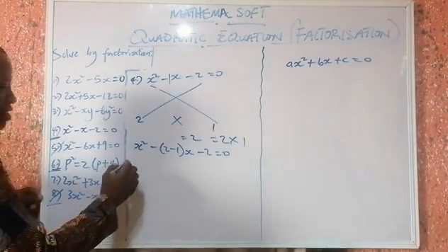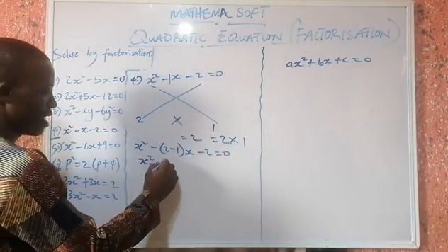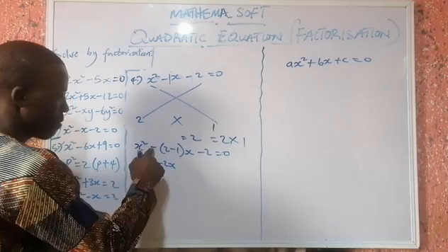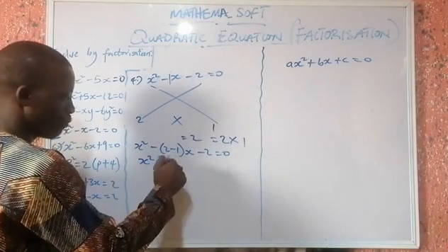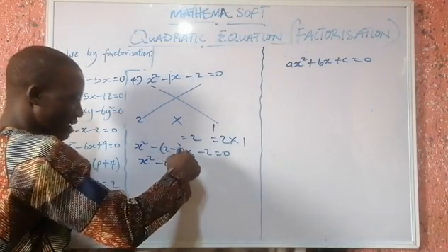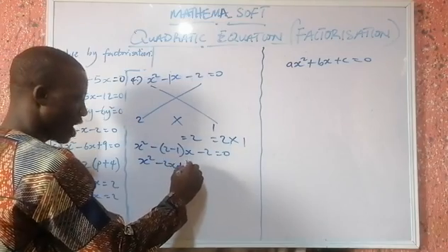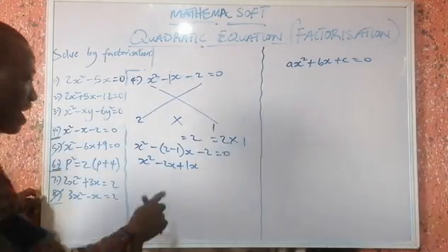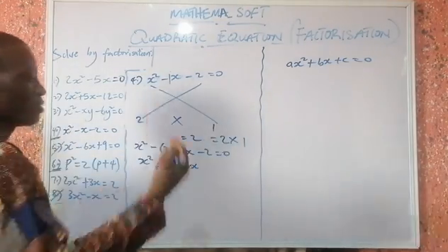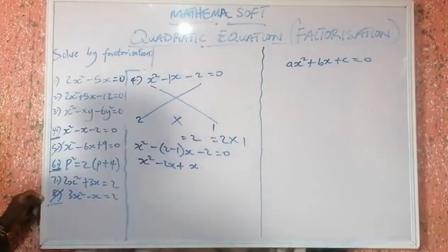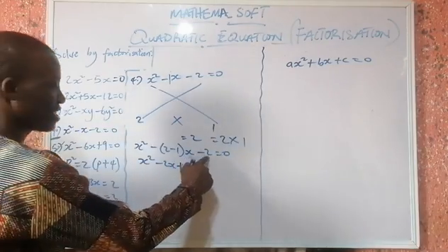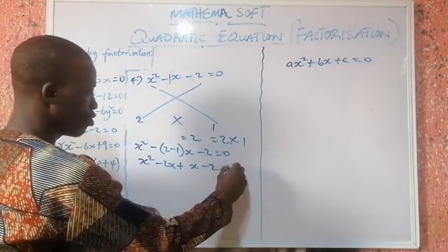Okay? And then we can say we have x squared minus 2x, then minus times minus 1 will give me plus 1, plus 1 times x will give me plus 1x. But because 1x is actually x, I don't need to write this 1. Professionally, I don't need to write this 1. 1x is x. And then the next thing I have here is minus 2 equals 0.